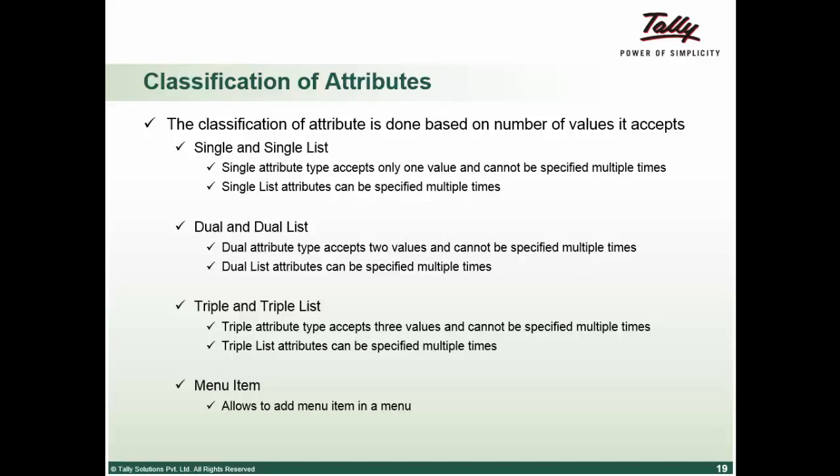And there is a peculiar attribute type, menu item. The attribute type menu item allows the user to add a menu item in the given menu definition. However, depending upon what you are specifying, it keeps changing the number of elements in the menu item, and we'll see as and when we write TDL how it keeps varying.